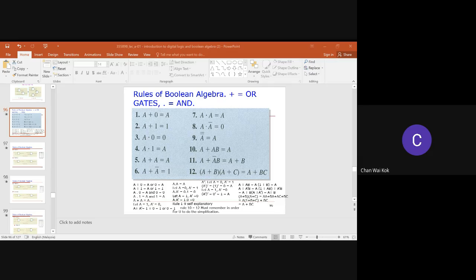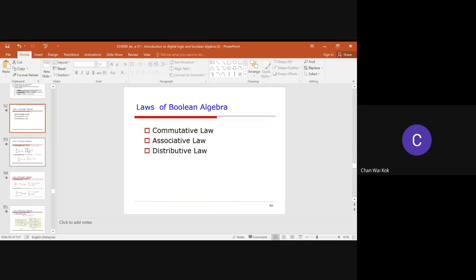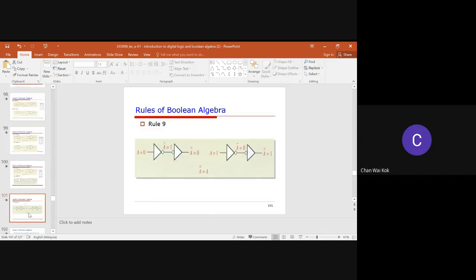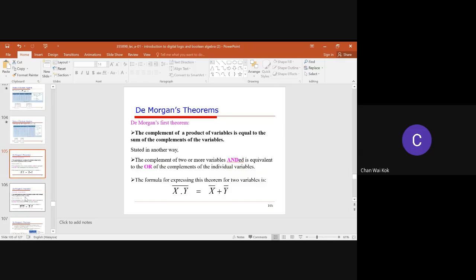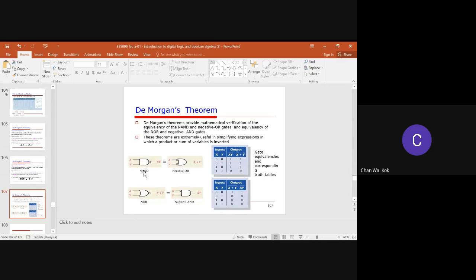So I'm going to show you how De Morgan's rule is used in circuit simplification. Let me open the slide. Where's De Morgan's rule? Okay, you just remember this: NAND gate is equal to negative OR, and NOR gate is equal to negative AND. We're going to use the circuit as an example. Just remember, NAND equals negative OR and NOR equals negative AND.